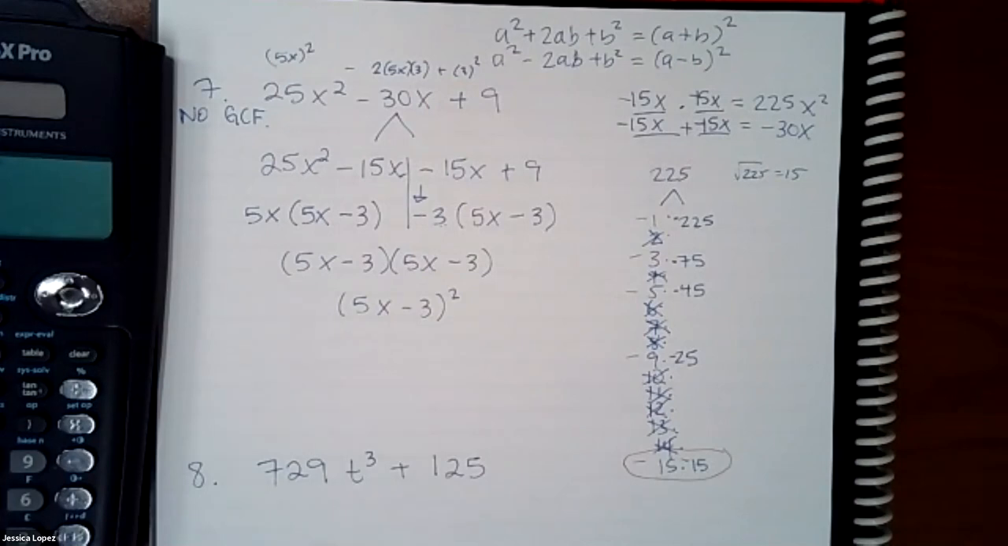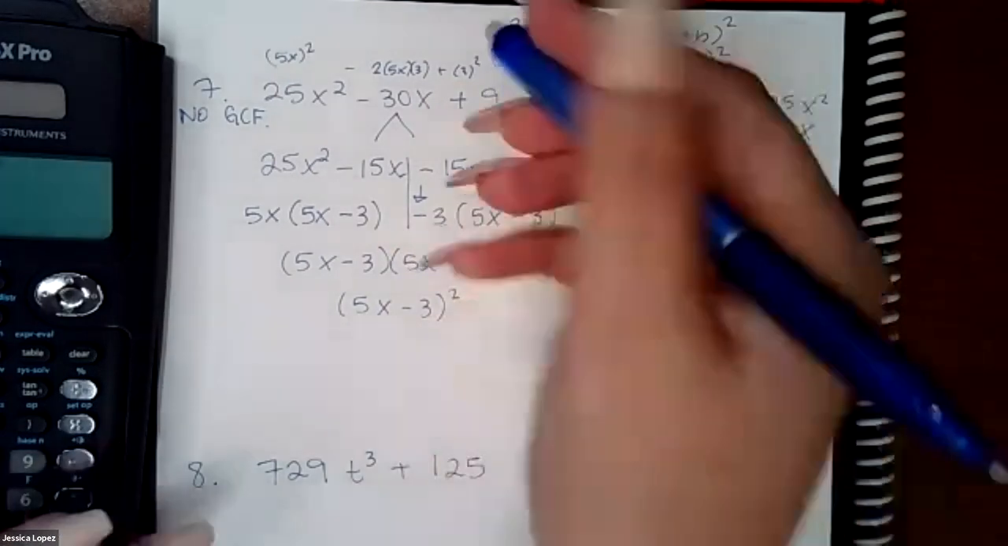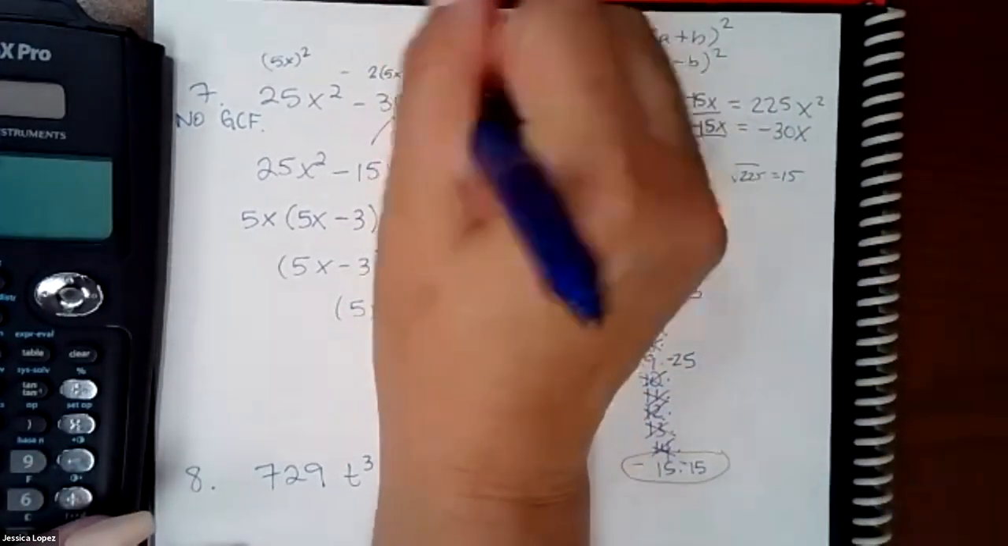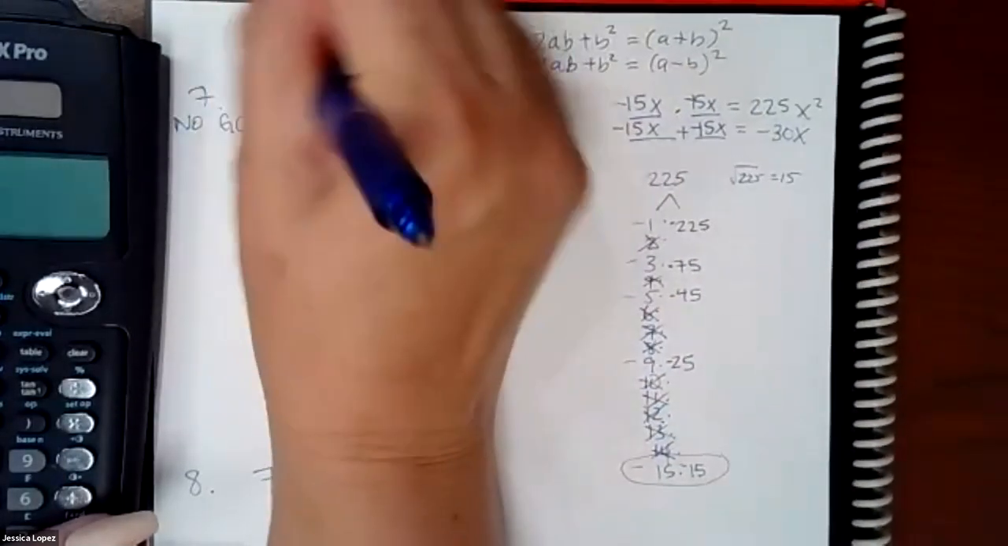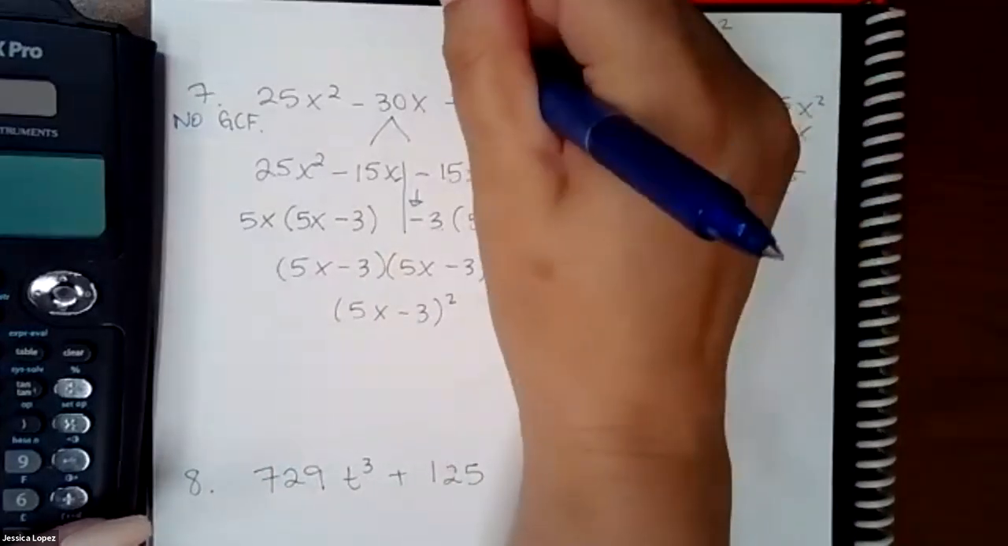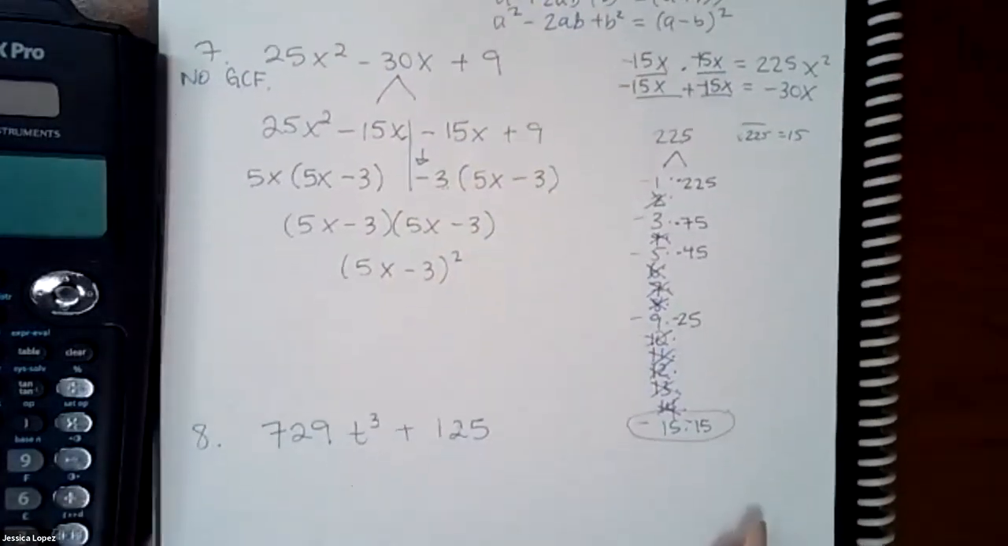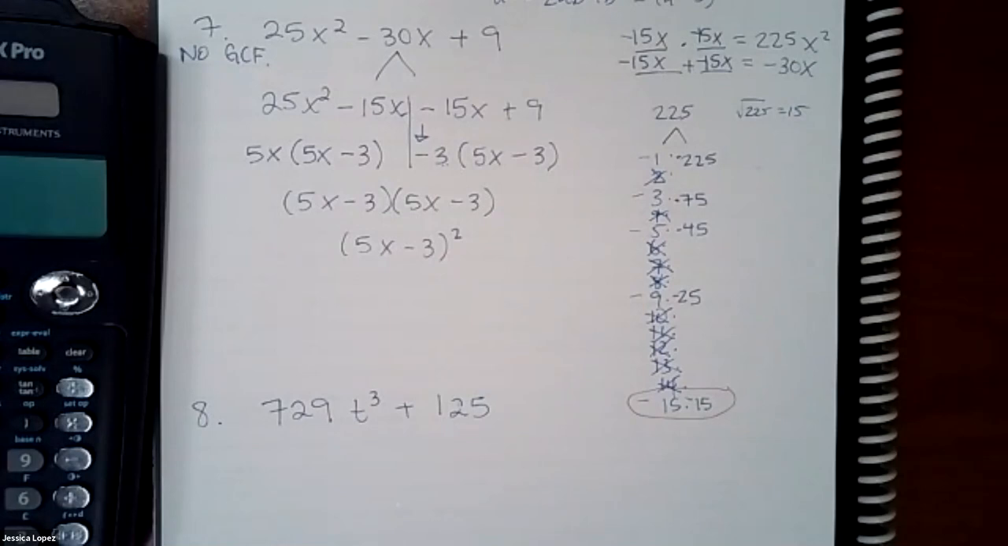But I didn't need to memorize those formulas. I didn't need to think about whether or not they matched the forms. I just did the same thing I've been doing for all the other trinomials and I still got the same answer, okay? So you do not have to memorize more formulas than you need to. You can just follow that AC method for any trinomial and you will get the correct answer.